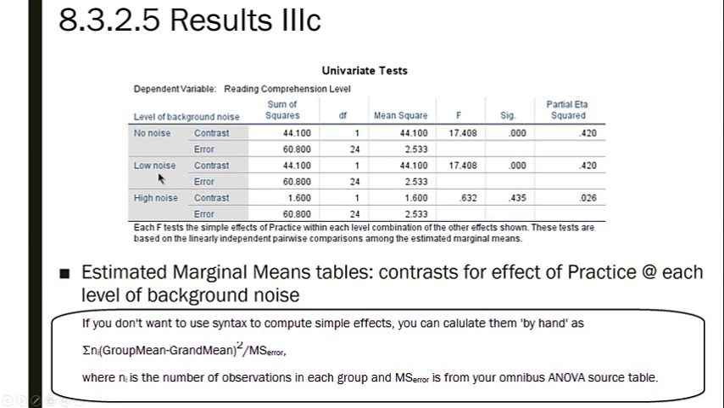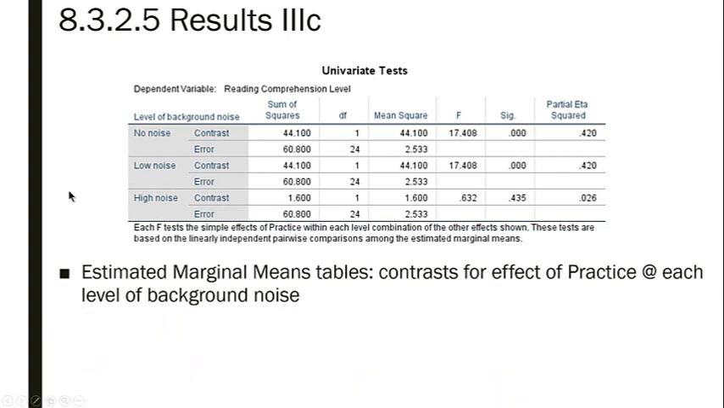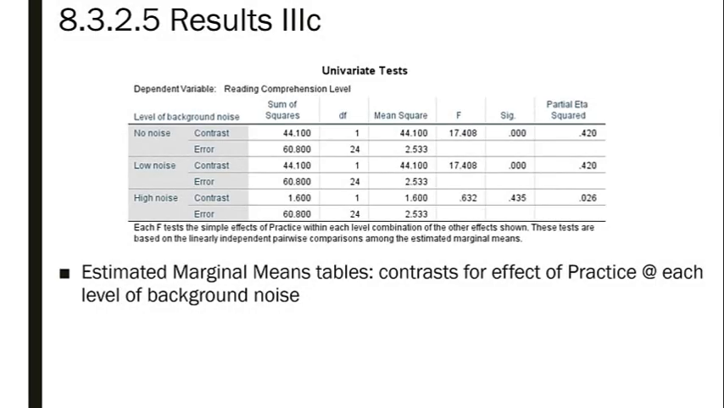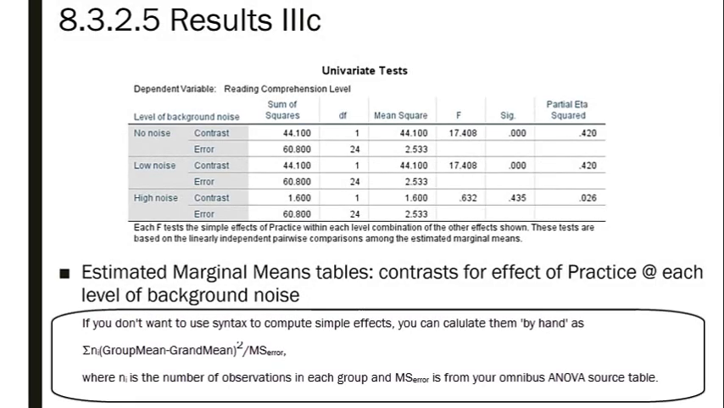We got sums of squares of 60.8, 24 degrees of freedom, and 2.533 as the mean squared error. So that MS error estimate is the same for all 3. Going back to this previous test of between subjects effects table, notice that that's the error term we got from our omnibus analysis of variance. So what we're doing here is separate one-way between groups analyses of variance at each level of background noise, but instead of using the error term, so the MS within or MS error from each individual analysis of variance, we're just replacing that with the omnibus error term.